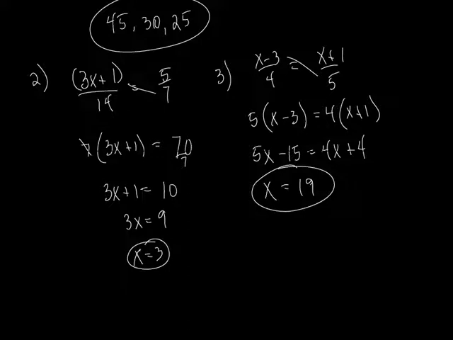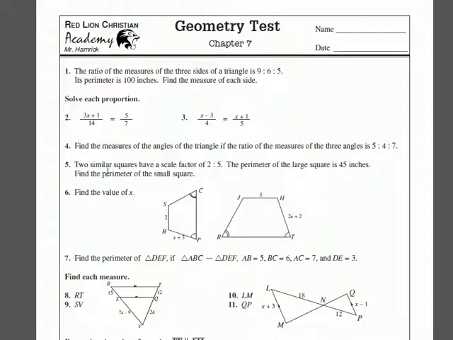Okay, number 4 is kind of like number 1. We're kind of going to go through the same process here, except it's angles instead of the lengths of sides. Okay, so let's take a look at that one. It says, find the measures of the angles of the triangle if the ratio of the measures of the three angles is 5 to 4 to 7. Now look up here. They told you what all this stuff added up to be, didn't they? They said the perimeter was 100. So I went 9x plus 6x plus 5x equals 100.